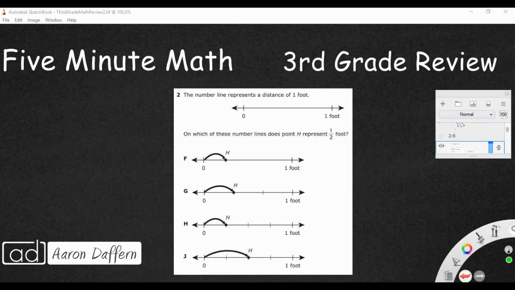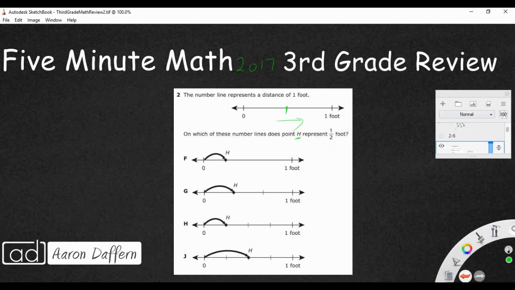This is from a 2017 release STAAR test. We're looking at number lines. So this number line, and they're never going to line it up evenly. They're going to have this shifted over to the right. Which of these numbers does H represent 1/2? In case you wanted to find 1/2 here, they wouldn't want you to be able to simply line it up.